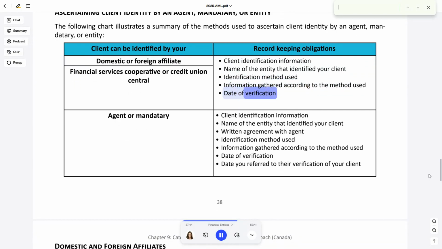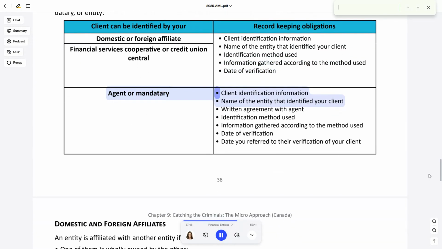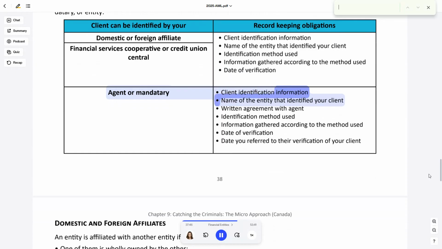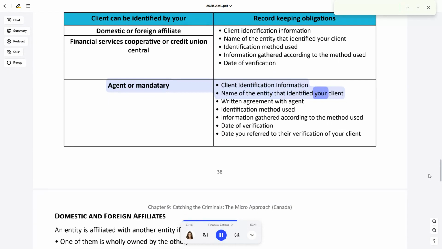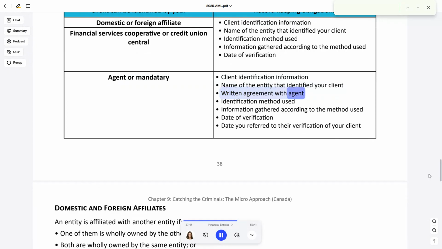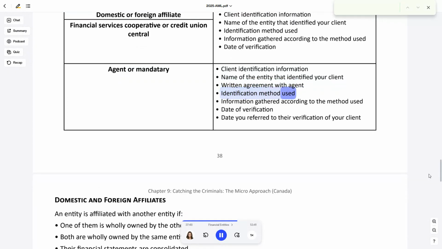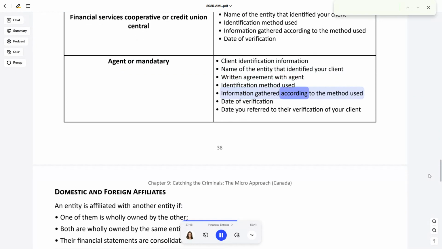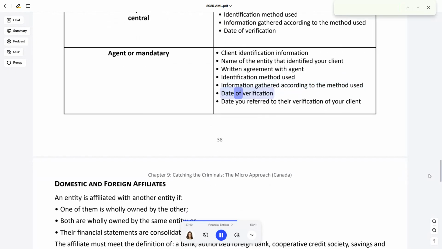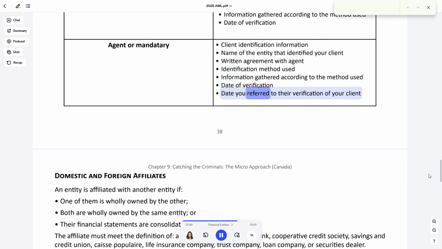Data verification. Agent or mandatory and client identification information: name of the entity that identified your client, written agreement with agent, identification method used, information gathered according to the method used. Data verification. Date you referred to their verification of your client.